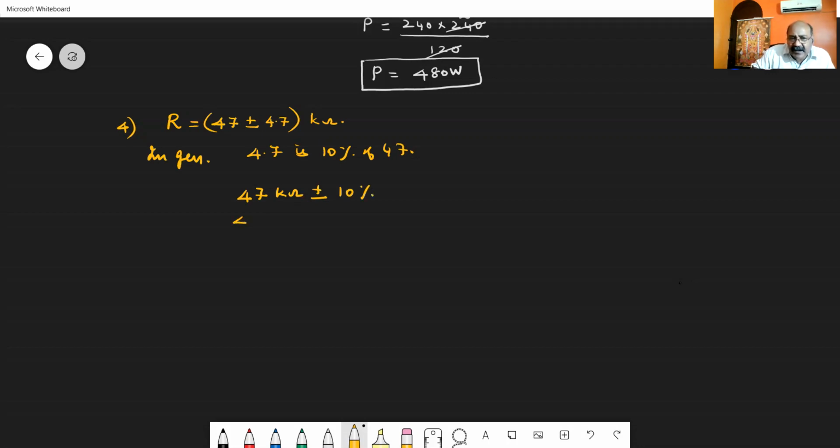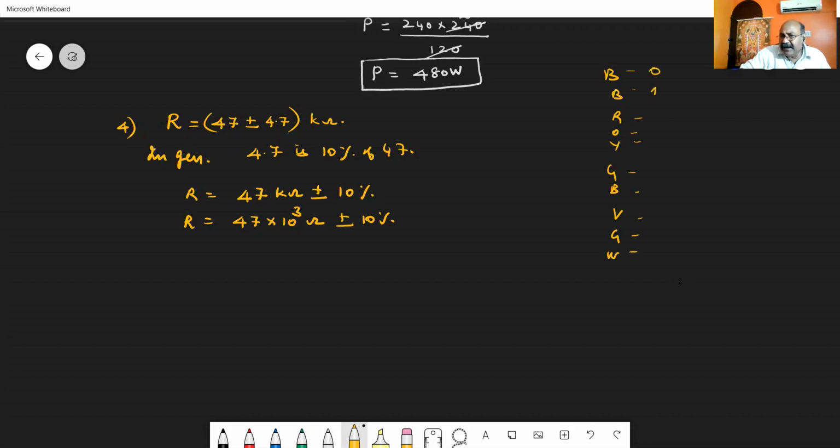How can I write this? I can write it like this: 47 into 10 to the power of 3 ohm plus or minus 10% is the value of the resistance given. As we know, the color code: B B ROY of Great Britain has a Very Good Wife. So what are its values? Black is 0, brown is 1, red is 2, orange 3, yellow 4, green 5, blue 6, violet 7, gray 8, and white 9.